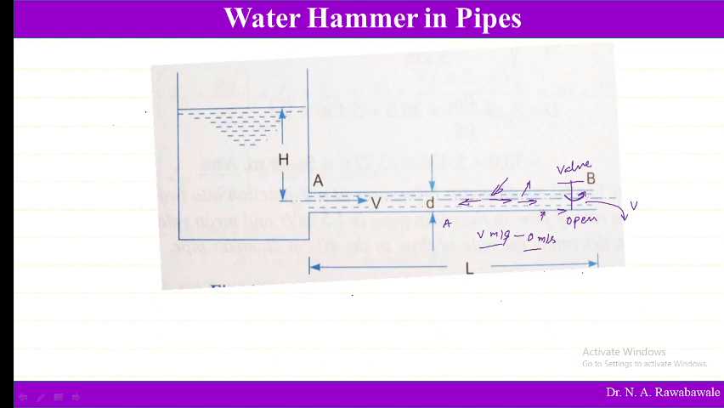And the fourth one is the length of pipe. The larger the length of the pipe, the larger the weight of liquid flowing through the pipe, and the larger the weight of fluid flowing through the pipe, the larger the water hammering action. So this is about water hammering.